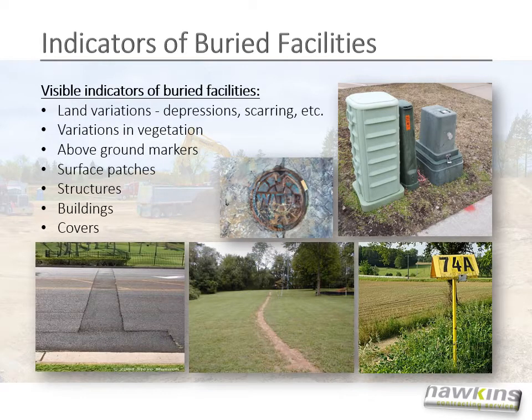Part of your due diligence in ensuring your ground disturbance area is accurately marked is looking for visible indicators of buried facilities. Look for land variations such as depressions and scarring. Look for variations in the vegetation. There are above ground markers as the ones you see here. Look too for surface patches, structures of course, buildings, and a variety of different covers.